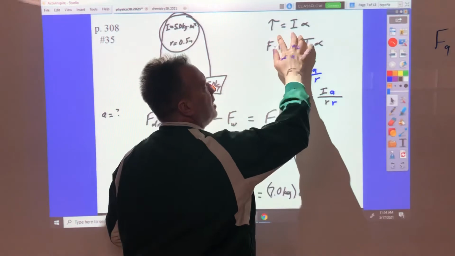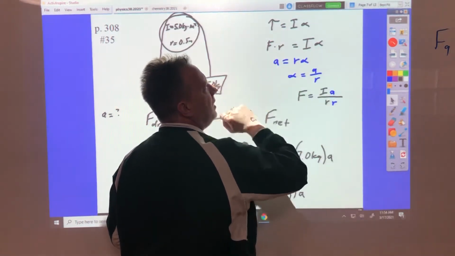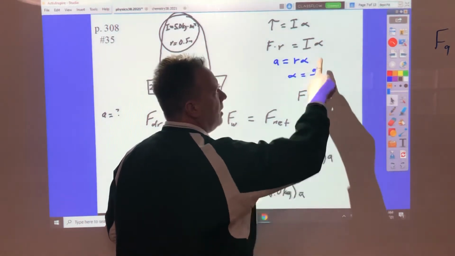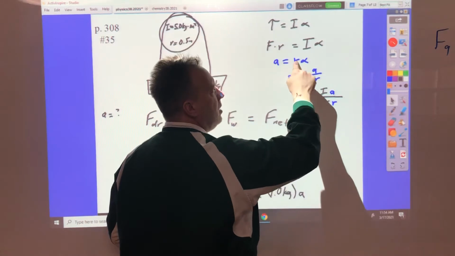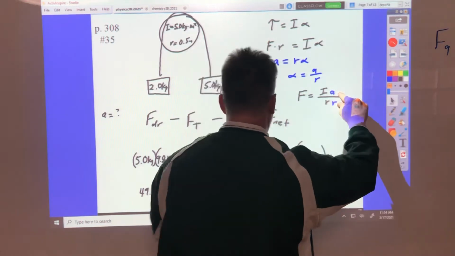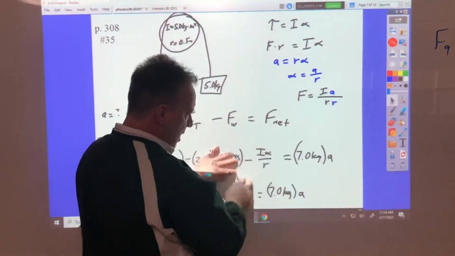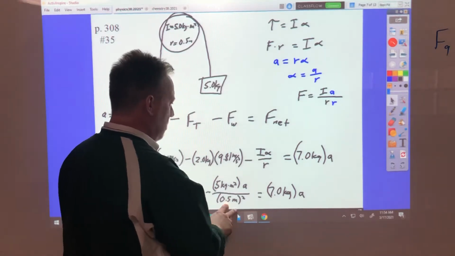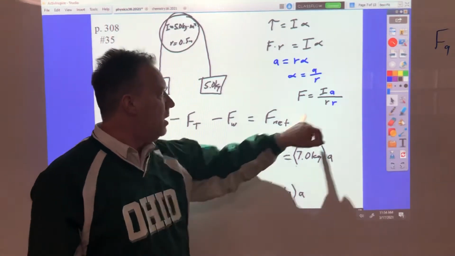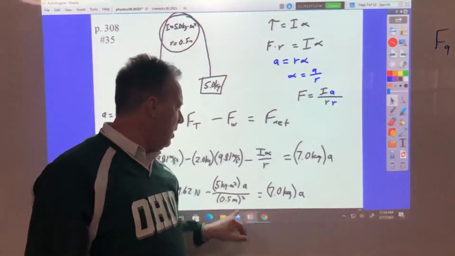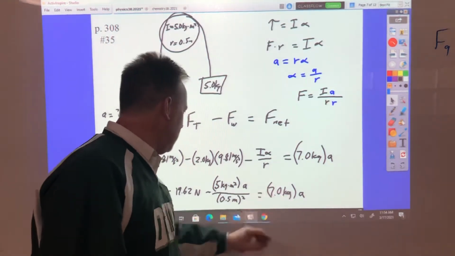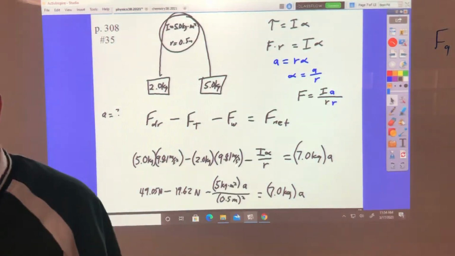Okay, so for the wheel, torque is I alpha, force times radius is I alpha, because torque is force times radius. I need to get rid of that and get an A in there. So A is R alpha; divide the R out, so A over R we're going to put in for alpha. I didn't do that here, but I did it here. Okay, we've got I for this wheel. It's 5 kilograms times meter squared. We've got an A. I got my R in there squared, 0.5 meters squared, equals 7 kilograms times A. So we subtract these, go on to the next page.